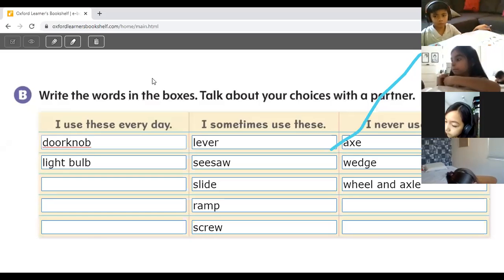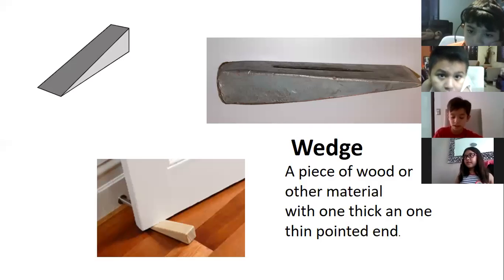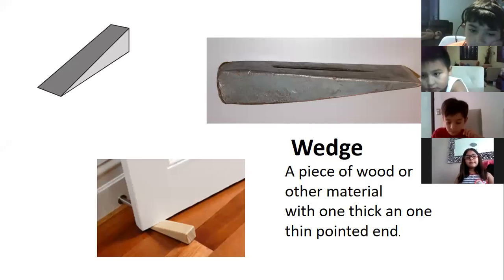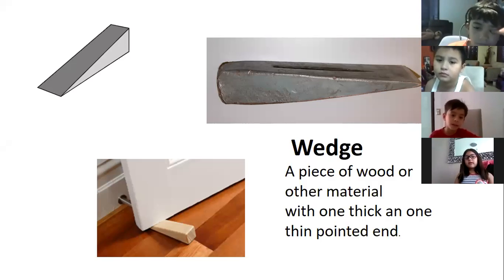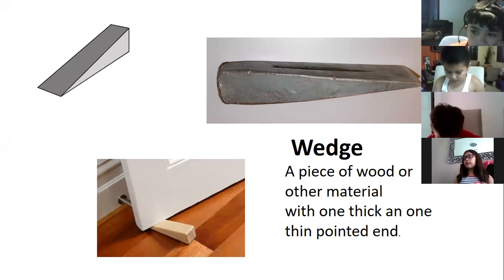Miss, ¿qué es wedge? A wedge, let me show you. Wait a minute. Let me show you here. A wedge is a piece of wood or other material with one thick and one thin pointed end. Can you see the picture? ¿Se usa para detener la puerta? Sometimes you use it, yo tengo una de estas, to hold the door, or you can also use it, for example, to cut things. So that is a wedge.